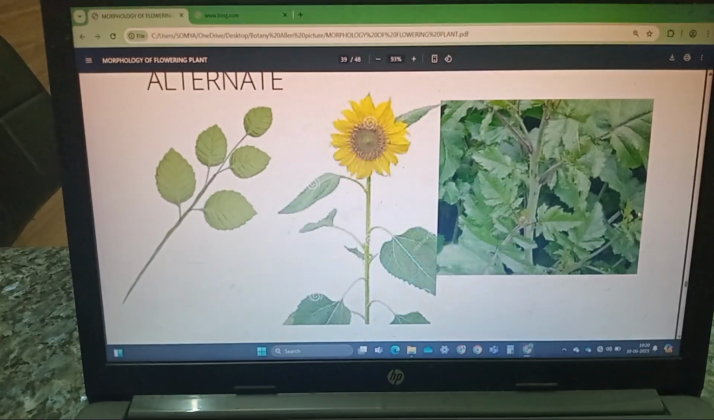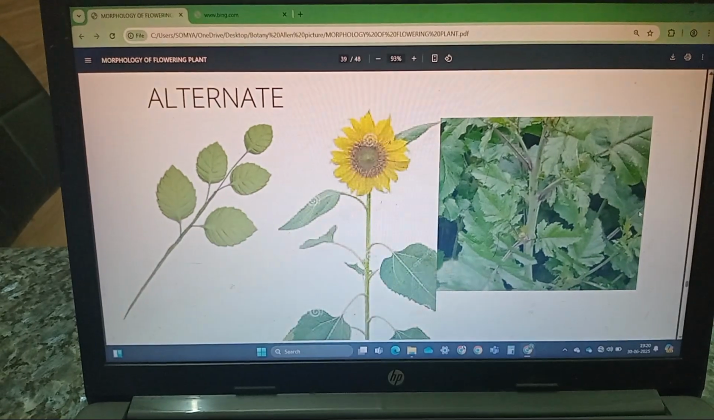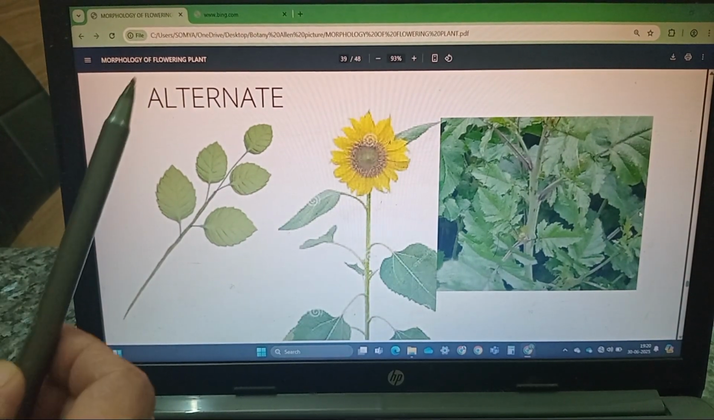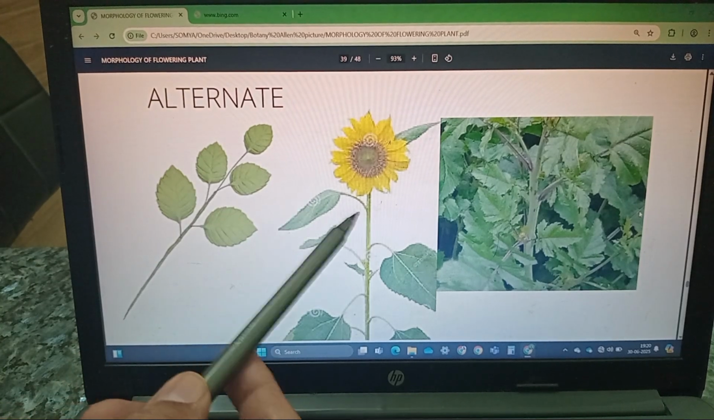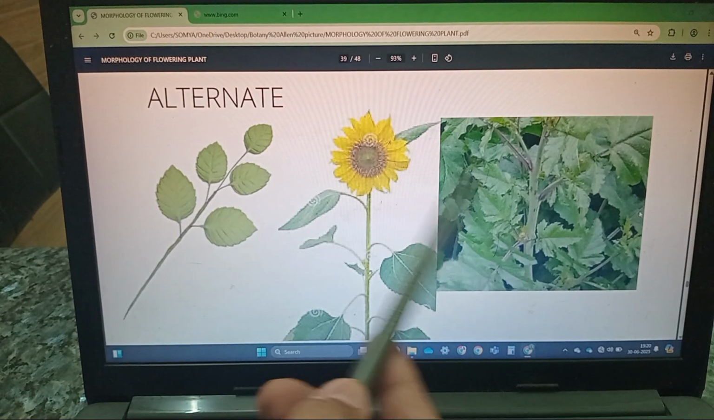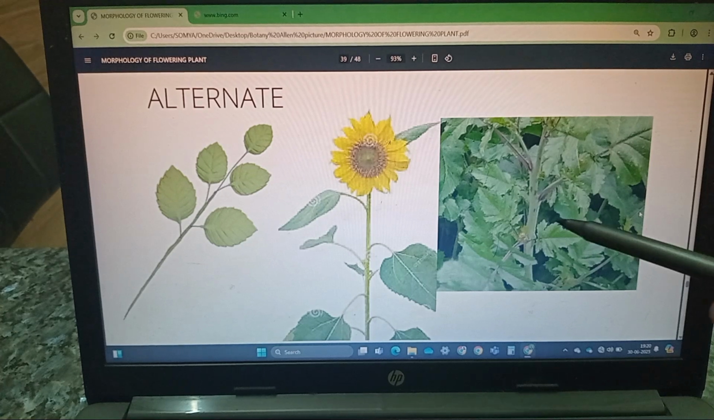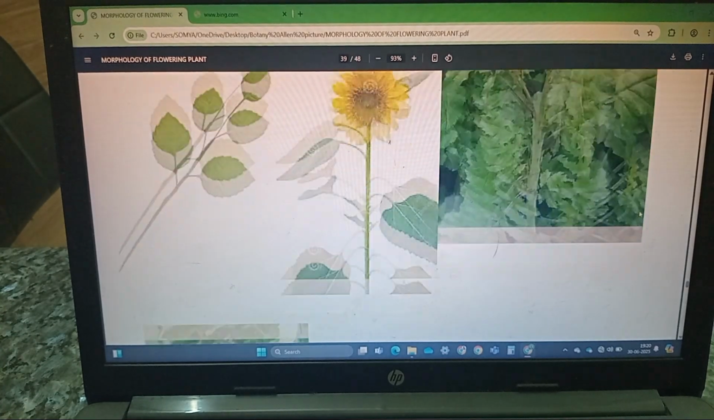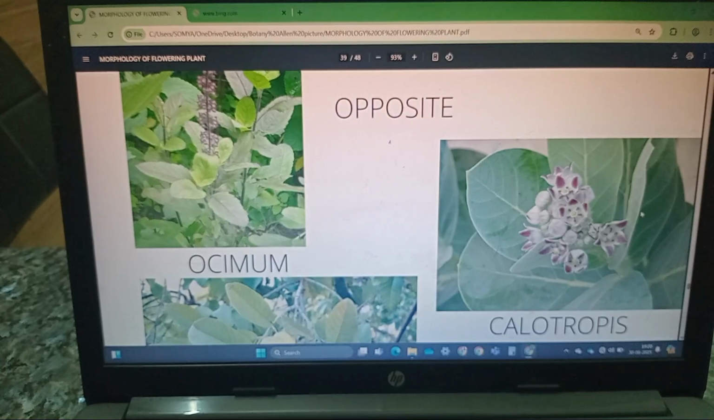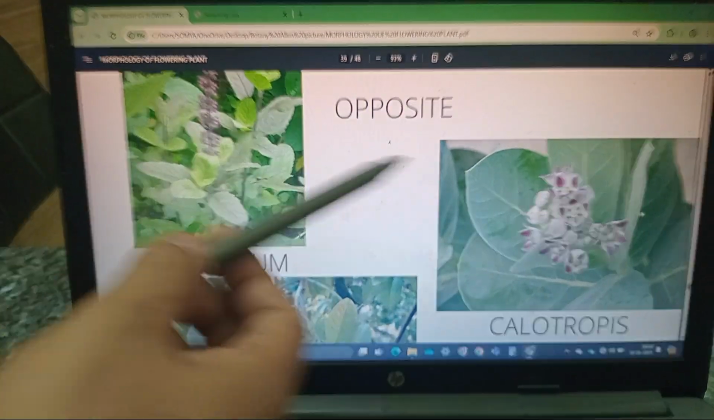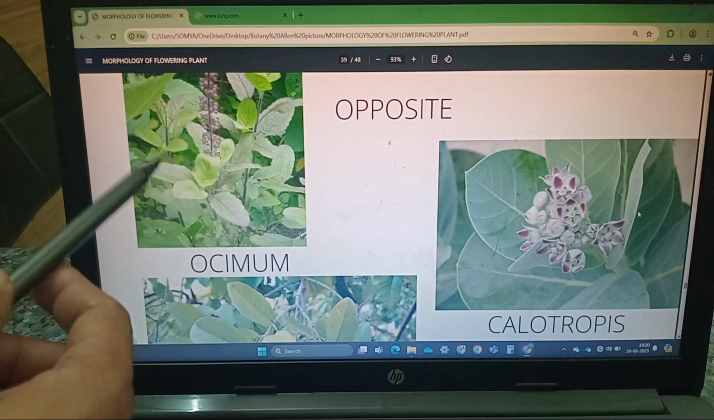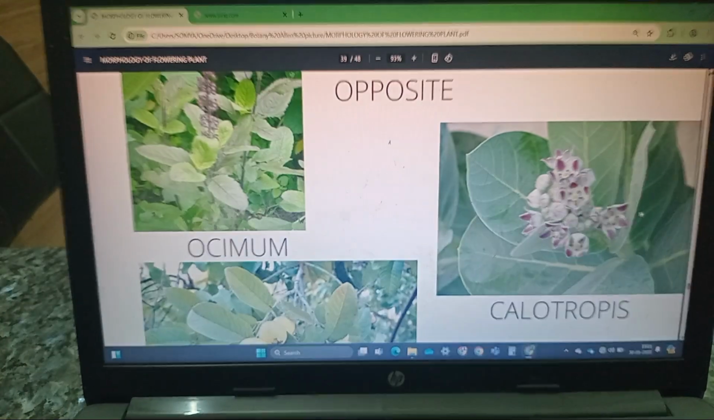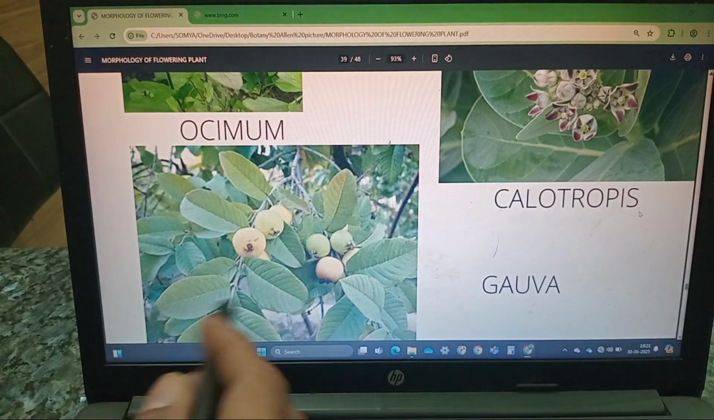These are examples of some phyllotaxis, the arrangement of leaves on the stem. Here these are alternate, as in sunflower, hibiscus, mustard. In the mustard, the leaf is again a compound leaf. This is opposite phyllotaxy, present in calotropis, in tulsi called ocimum, and guava. If you see this guava, these are opposite leaves.